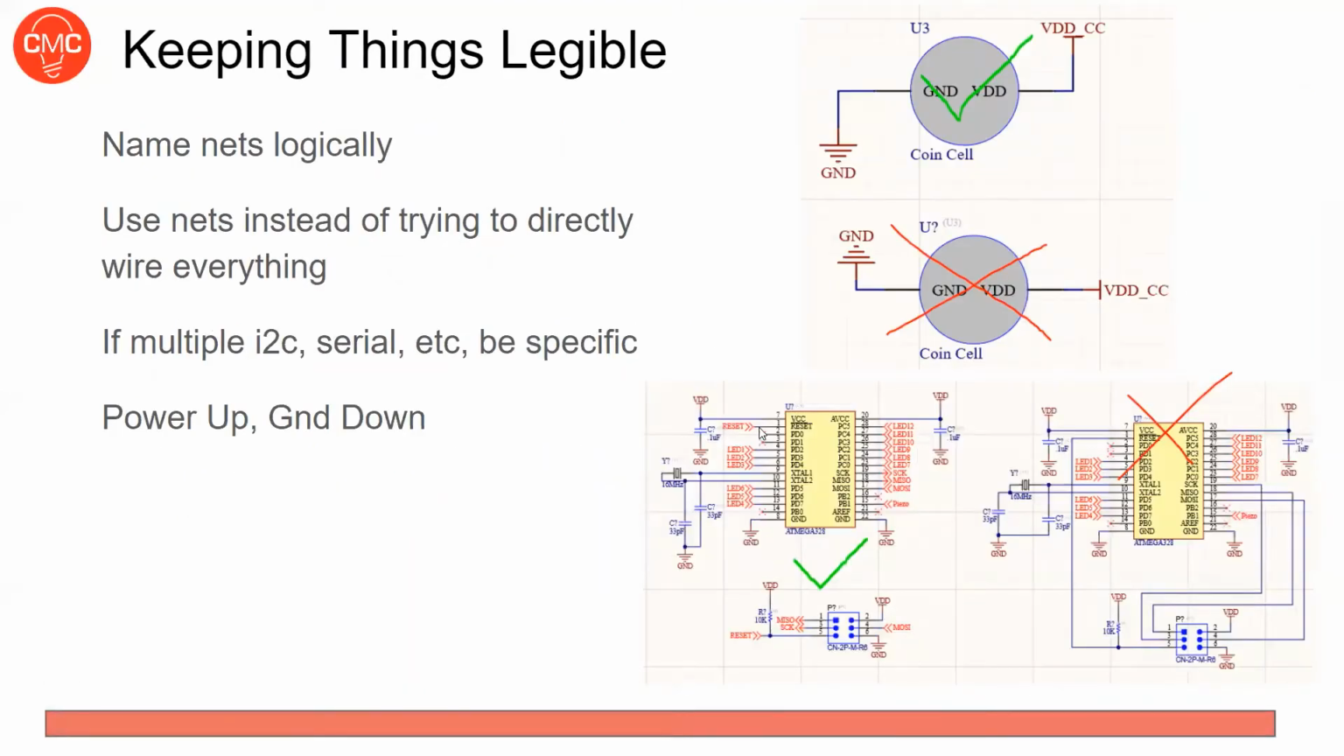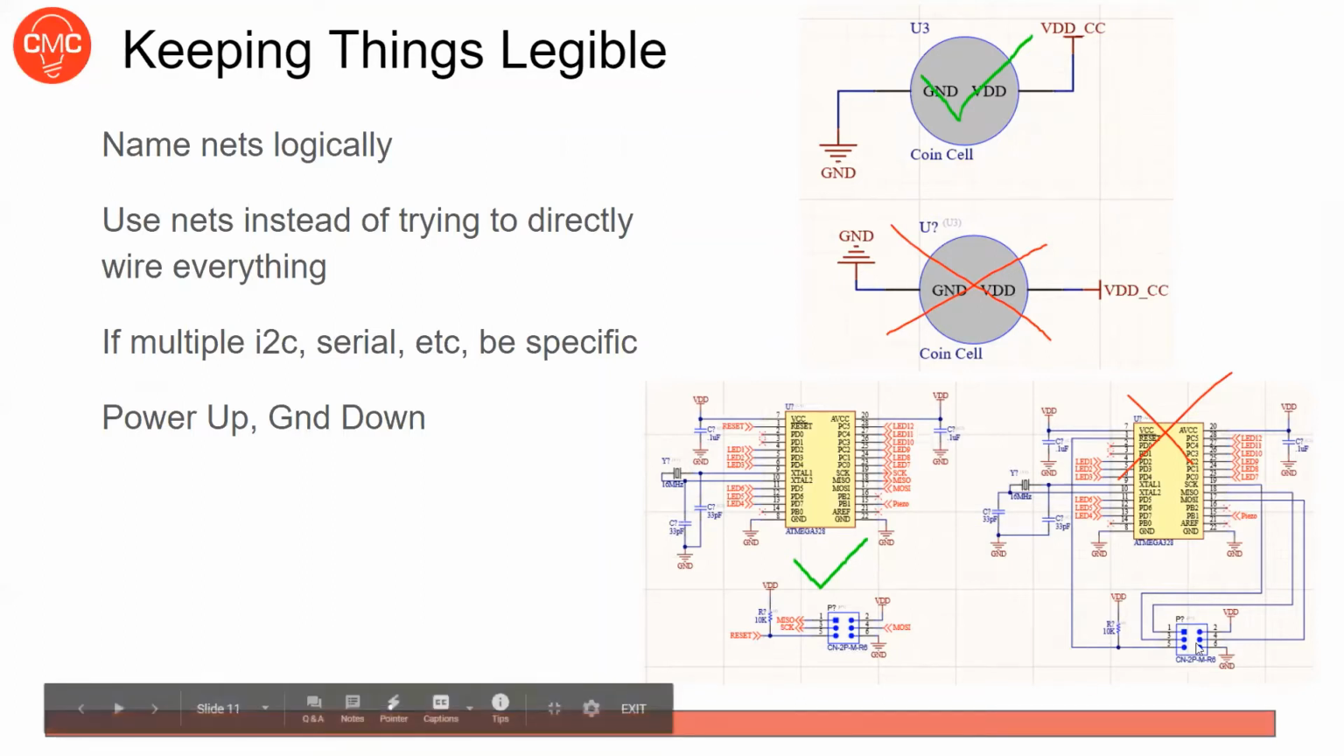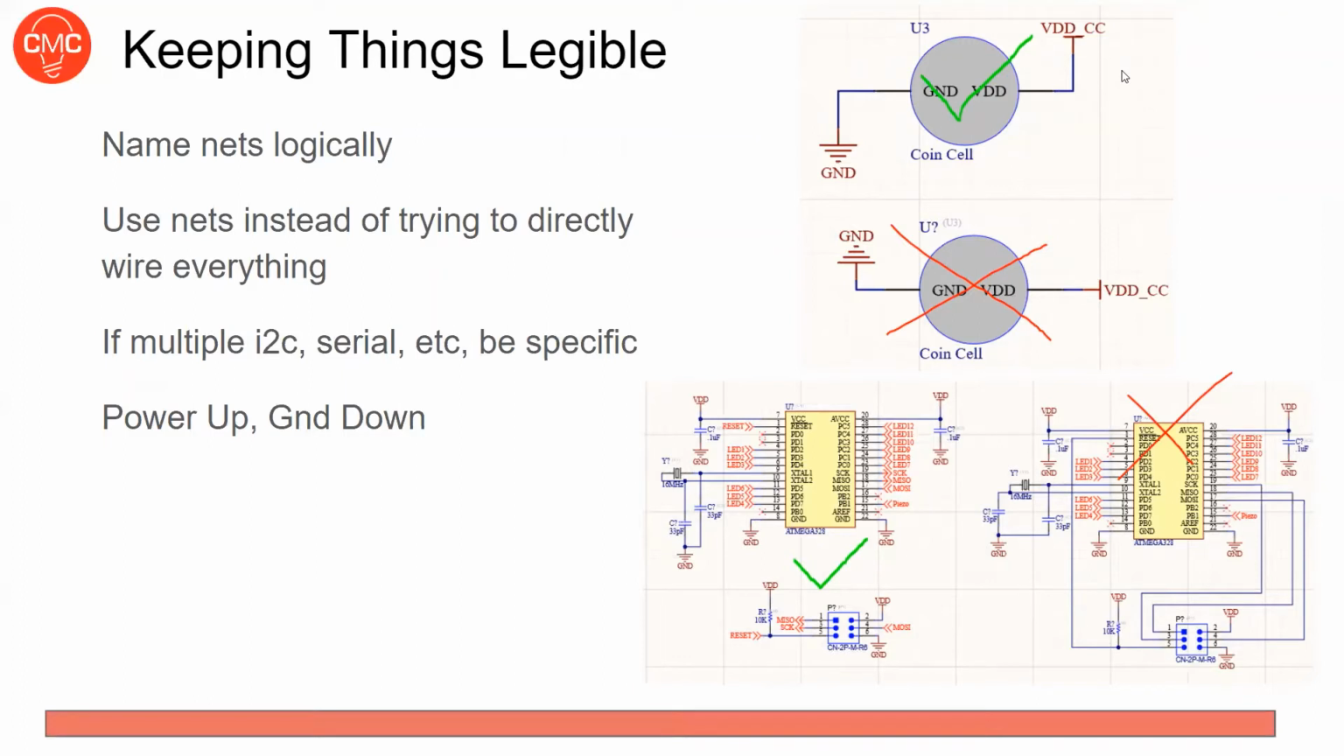Keep things legible on your schematics. I see this kind of thing all the time, and these are some examples. Here power is facing upward and ground is facing downward. Don't do this. This is confusing to look at. Ground goes down, power goes up. Other things usually go side to side. So these are some examples of what not to do, and what you should be doing.